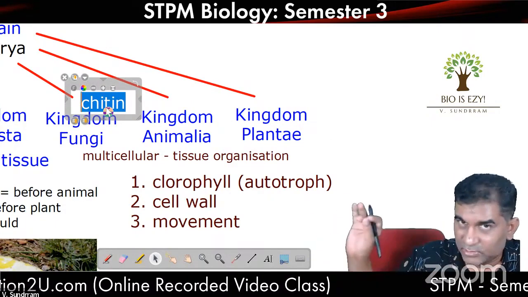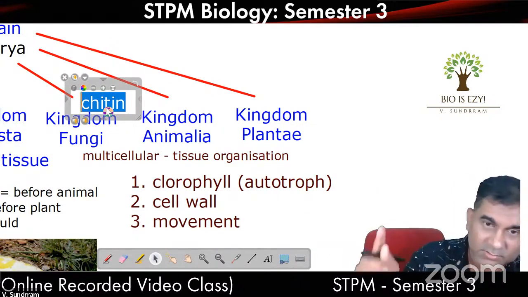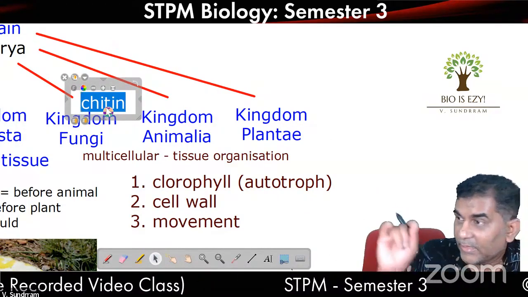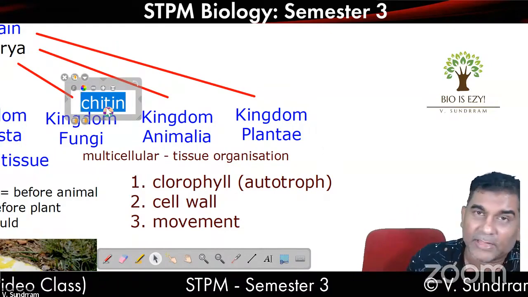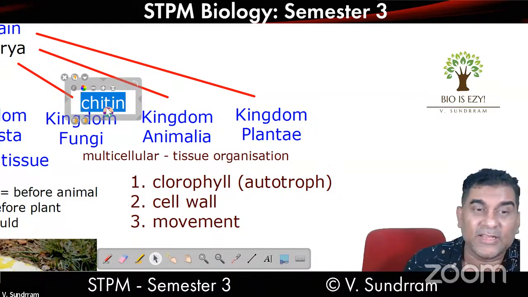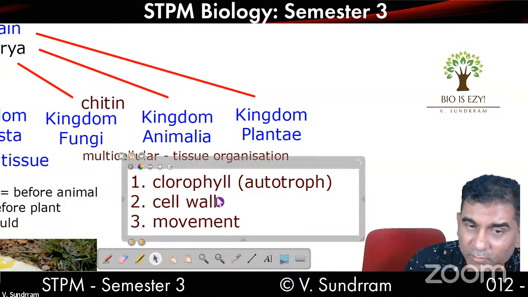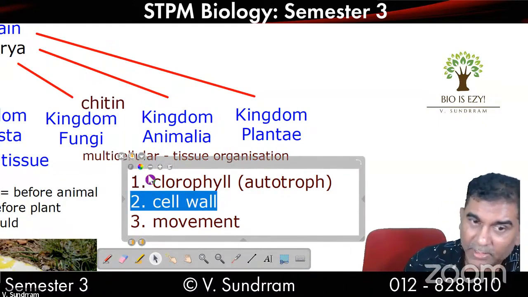All of them have tissue organization. If the cell does not have cell wall, kingdom Animalia. If they have cell wall, but the cell wall is made of cellulose, kingdom Plantae. If the cell wall is made of chitin, then it is kingdom Fungi. So from the cell wall itself, we can already divide them into three kingdoms.